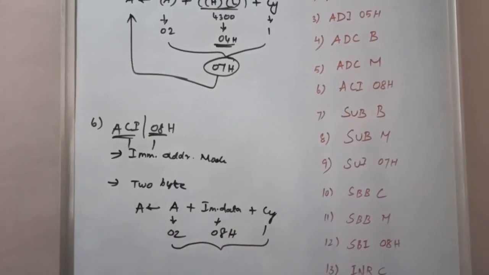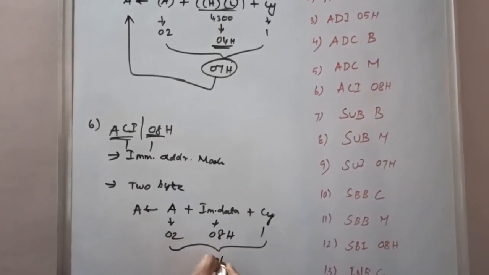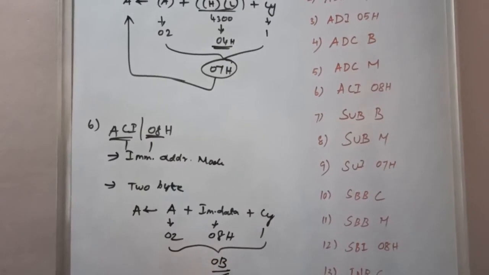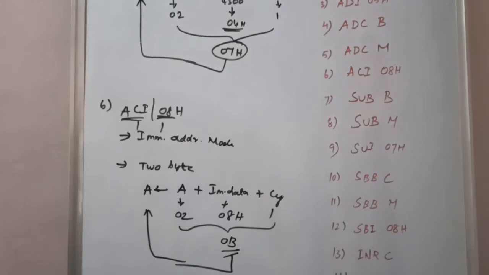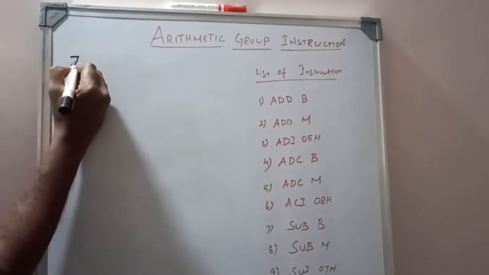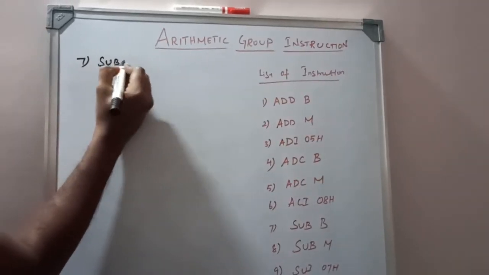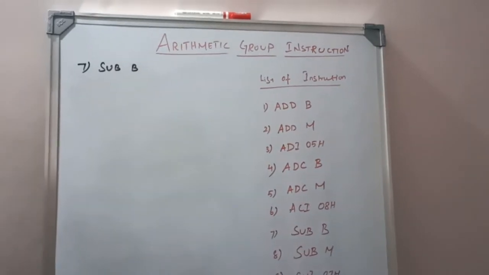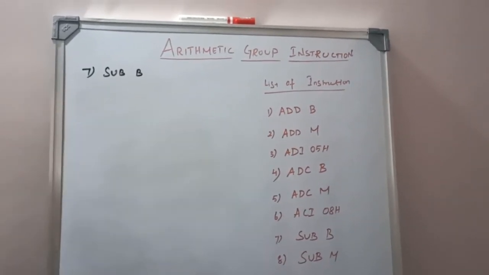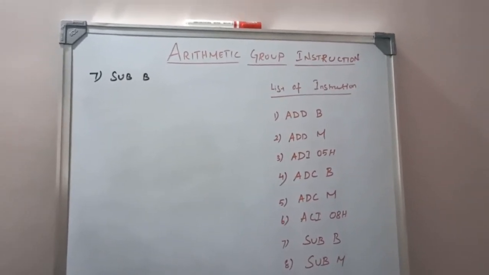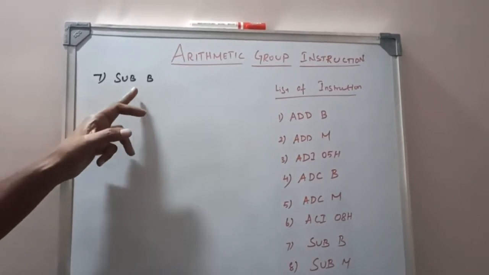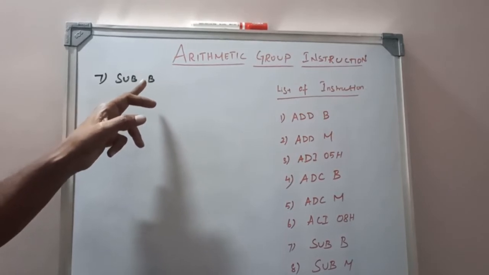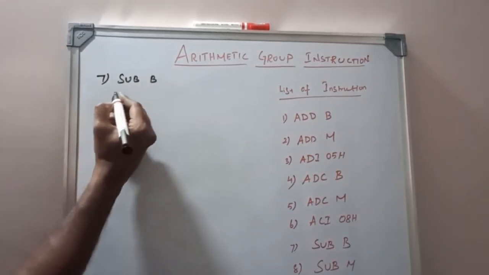So 11 represents 0B. Okay, so this 0B value is transferred to the accumulator. Next one, SUBB. In this instruction, we are subtracting the two register contents, from the A register to the B register. Whatever value is present in the A register, that value is subtracted from the B register.